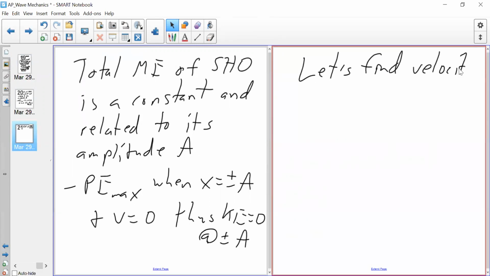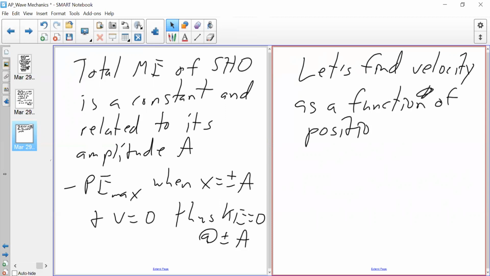Now let's find velocity. All right, so let's find velocity as a function of position, that is v of x. You've seen that a lot of times in math.